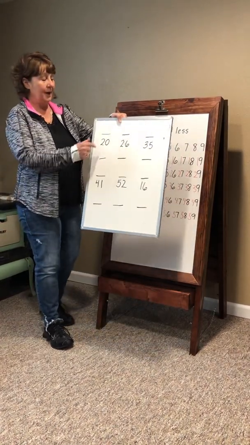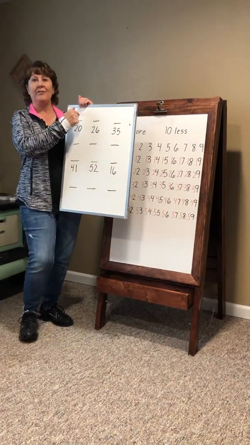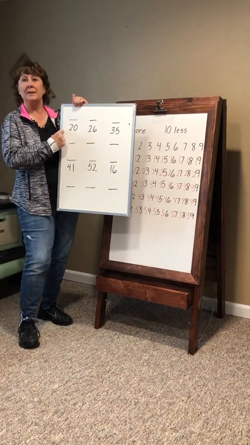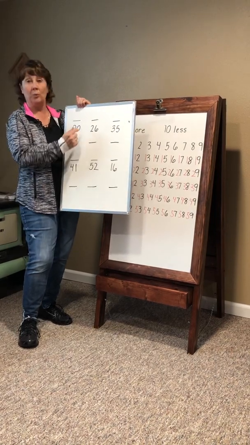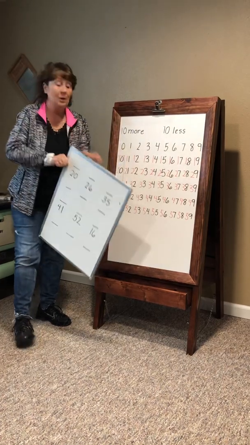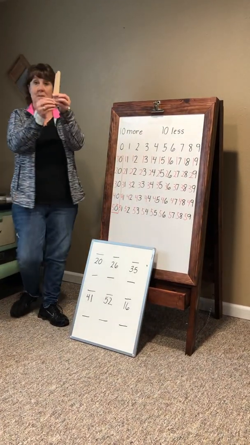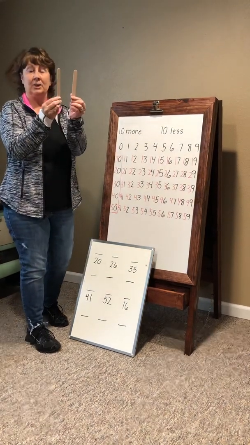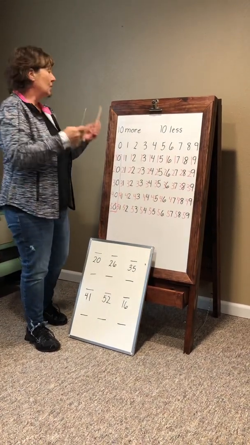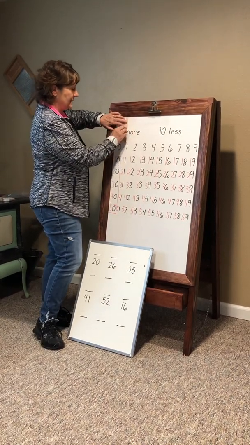The first number I have is 20. If you noticed, I put the number above because I didn't want you to get confused thinking it's just one less, one more. So we're going to do 10 less and 10 more. I'll start with our manipulatives. Remember when we used these before, they were considered groups of 10. So I have 1 10, 2 10s.